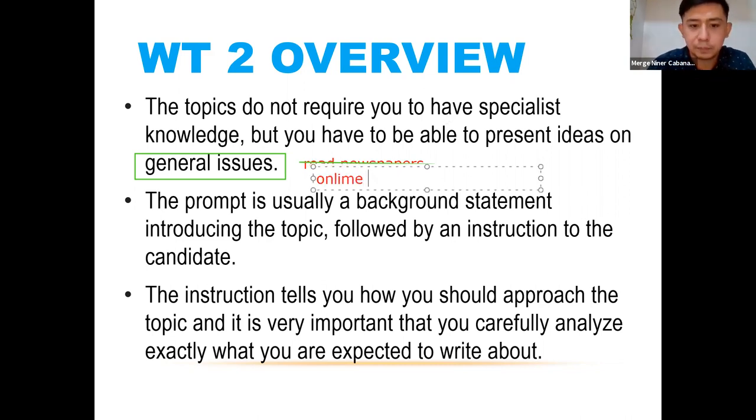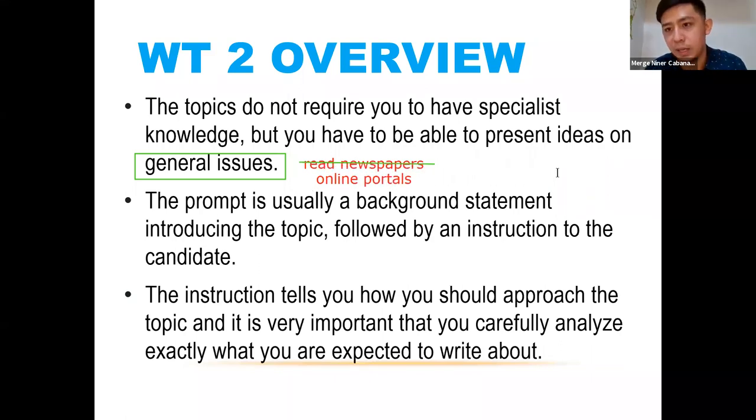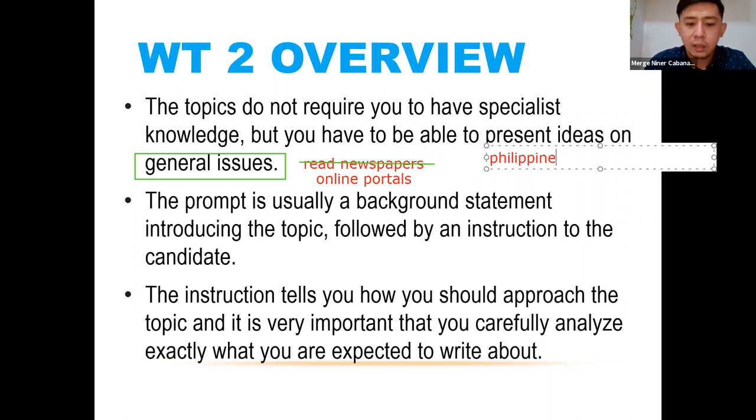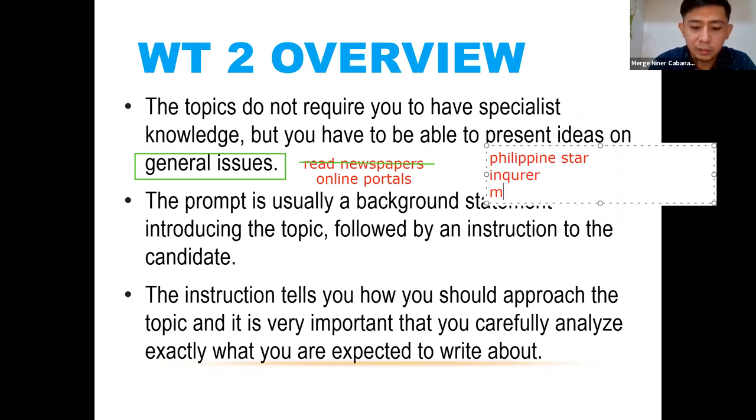Their online portals. Those newspapers have their very own online websites. So I want you to check them out. You have different choices. You have Philippine Star, you have Inquirer.net, you have Manila Bulletin, you have international ones like Huffington Post. All right, so Huffington Post. You have the Foreign Correspondent. So you have tons of newspapers to choose from.